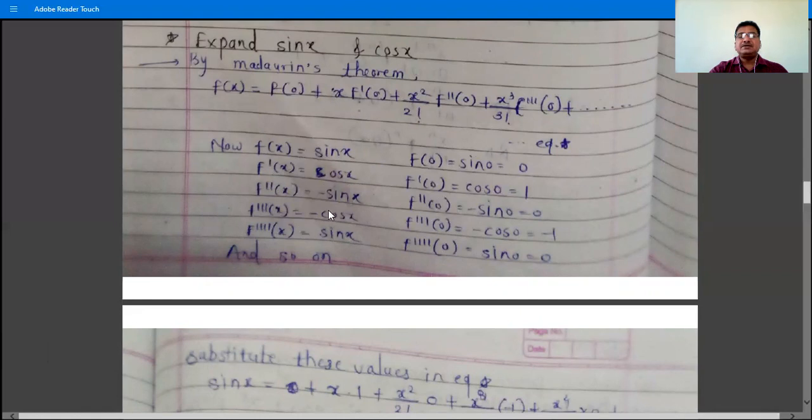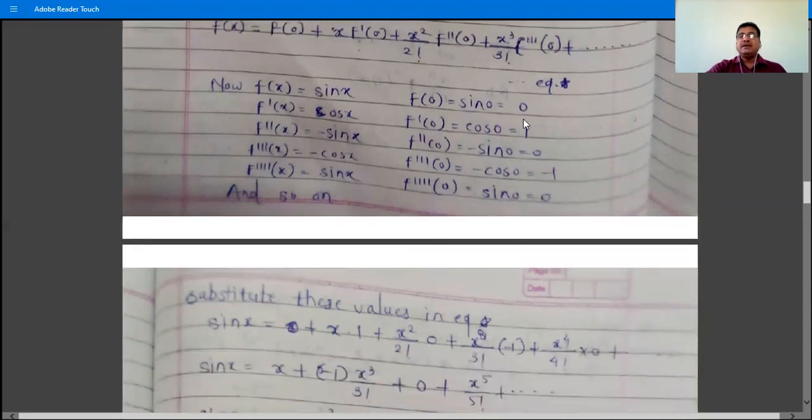Then f triple dash x, the derivative of minus sin x, is minus cos x. And the value at 0 is what? Minus cos 0, that is minus 1. And then the fourth order derivative, f raised to 4 of x, is the derivative of minus cos x, which is minus sin x, so minus minus becomes plus sin x. And then the value at 0 is sin 0, which is 0, and so on. So we have the values 0, 1, 0, minus 1, 0, 1, 0, minus 1, 0, 1, 0, minus 1 in this way.